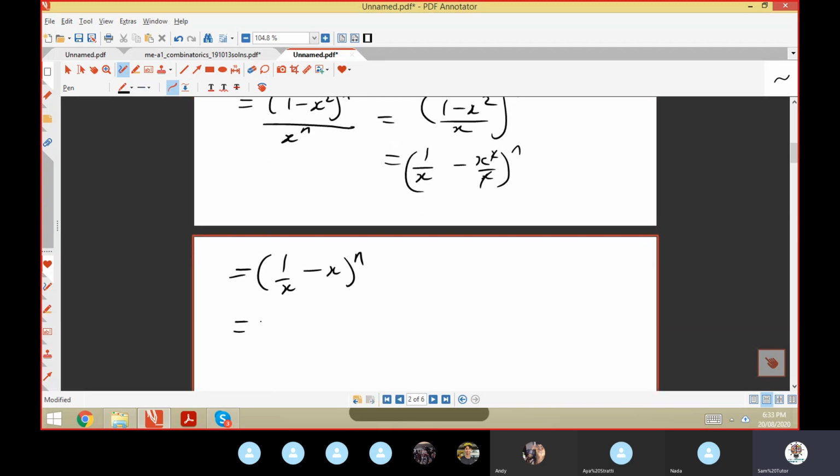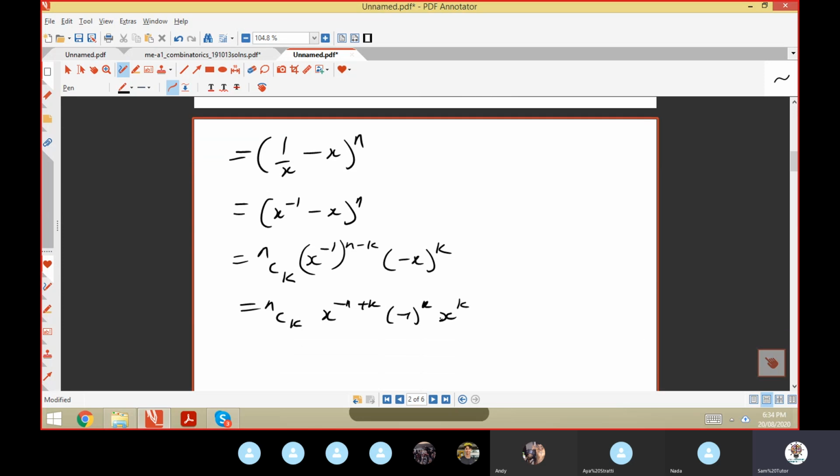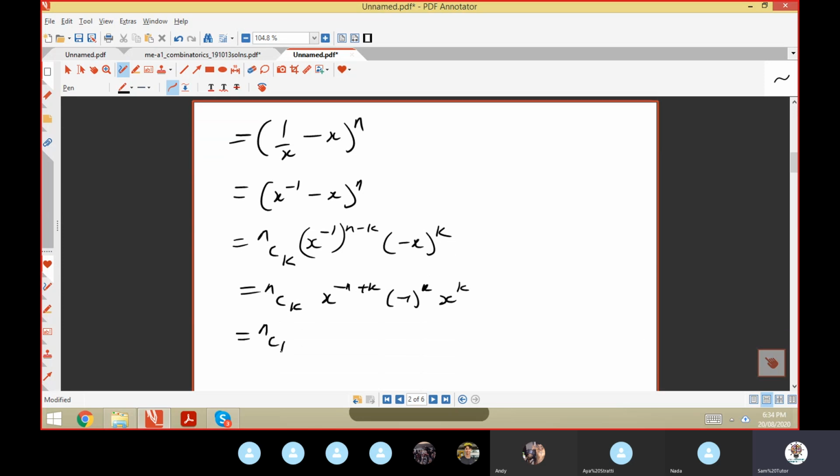So, equals, just so we don't get it confused, let's keep it like this. n choose k, x to the negative 1 to the n minus k, negative x to the k. That becomes nCk x to the negative n plus k, negative 1 to the k, x to the k, equals nCk negative 1 to the k, x to the negative n plus 2k. We're good so far?